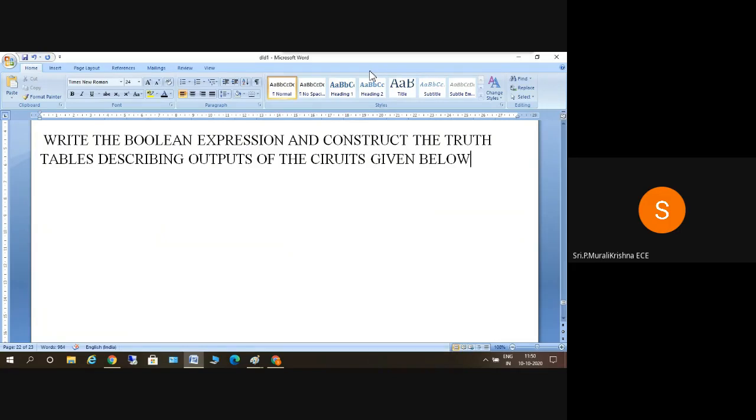the next one. So find the logic diagrams there. Okay, so we'll just go with a simple one.